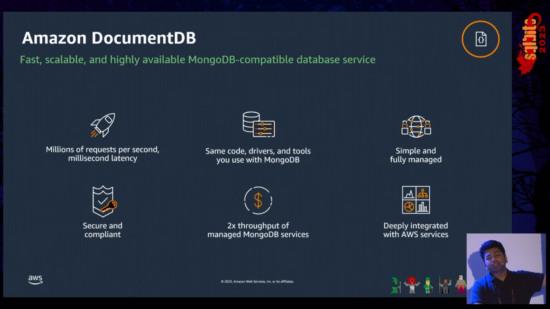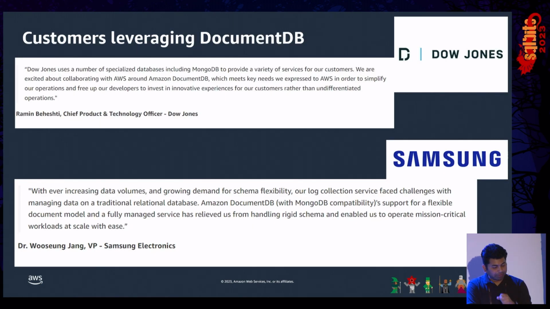You have MongoDB managed for you, which is called DocumentDB, and you can run all of your queries, requests, and so on and so forth accordingly. So you get enterprise-grade security and performance while you are still working on your documents. We have multiple customers who are leveraging the power of DocumentDB. We have Samsung, Dow Jones, and there are a ton of them. You'll find them mostly on the AWS website.